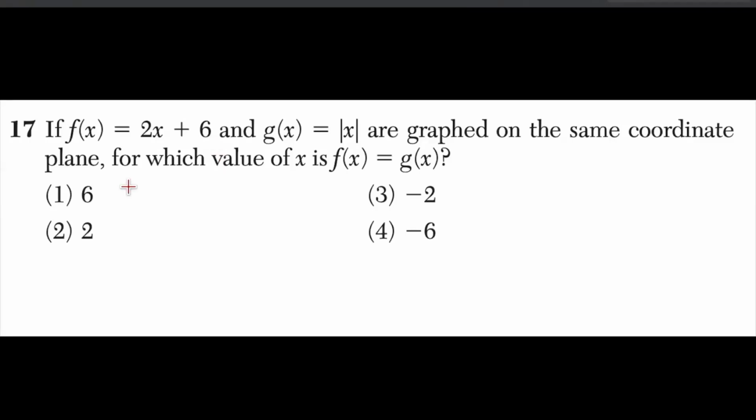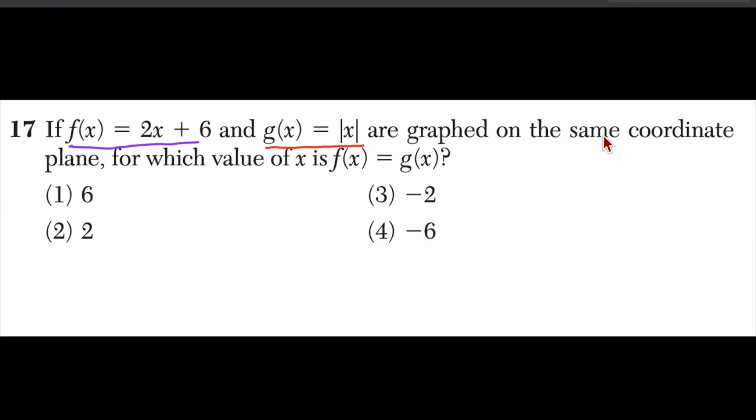Okay, so this is a Regents question. Now, it is a system of equations question. It is technically not a system of linear equations question, but it is a system. So it tells me here that I've got f of x is equal to 2x plus 6. That's one function. And my second function, g of x, is equal to the absolute value of x. Okay, so I've got two functions.